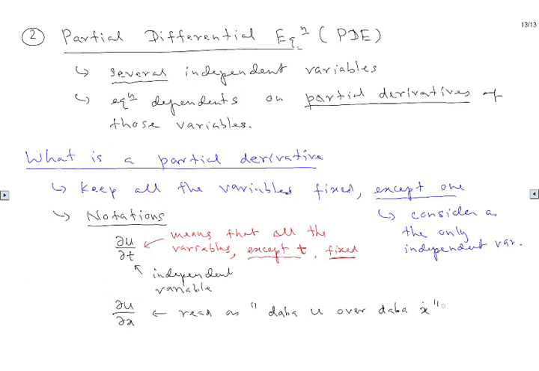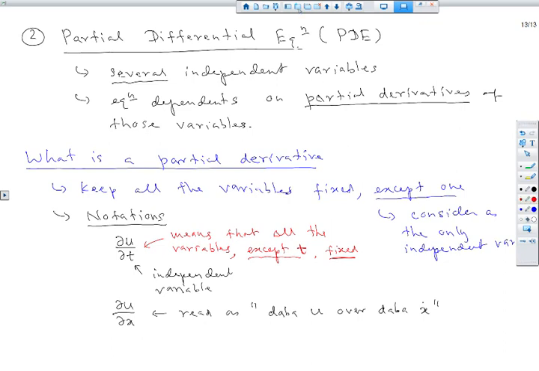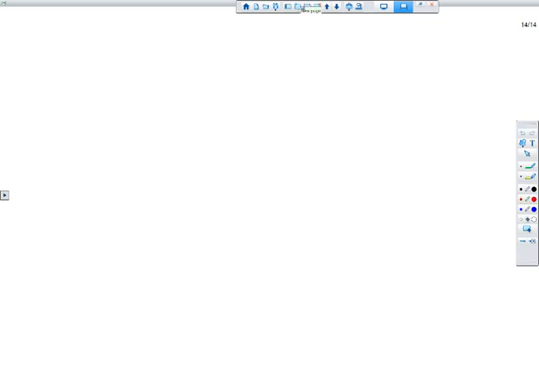Okay, so let's look at some examples. I mean, that's it. What you want to do is keep all the other variables fixed except the one in the bottom. You keep all the other variables fixed except the one in the bottom. So let's look at this example.